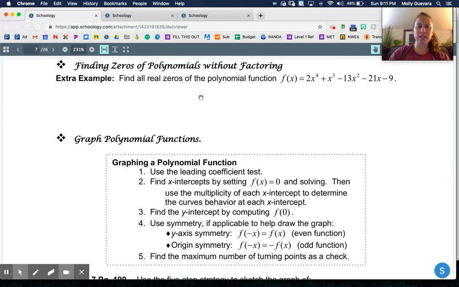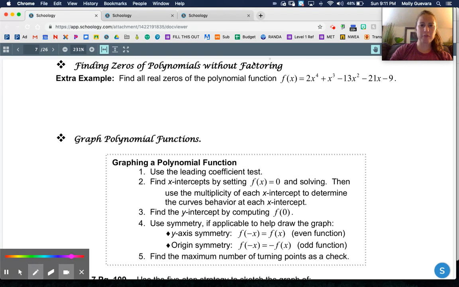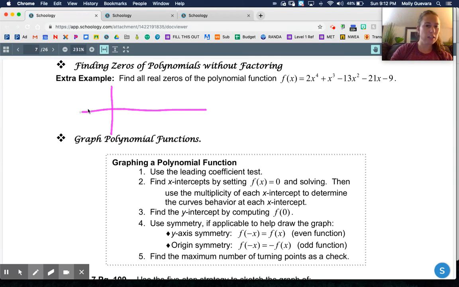This extra example here says find all real zeros of the polynomial function, and it says without factoring, right? Because I don't know how to factor something that's x to the fourth. So in this case, all you would do is graph this on your graphing calculator, and then use the zero function on your graphing calculator. So I'm just going to do a really bad job of drawing this, so my apologies. But it's here, here, cuts through, bounces, and then cuts through. Something like that, okay?